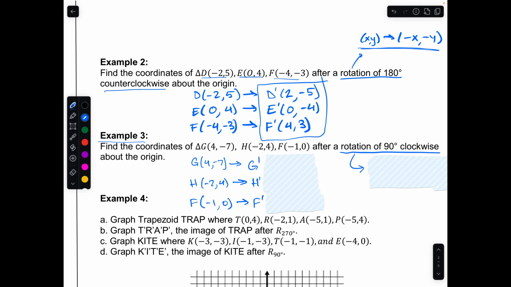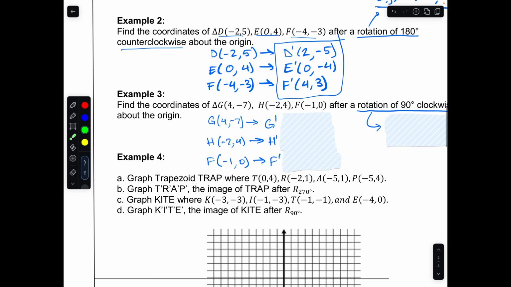Try example 3 on your own. Keep in mind we're not using the same rule. We're going to be rotating 90 degrees clockwise. So find the right rule, rotate it, pause the video if you need to, and when you have the coordinates of your image, unpause it and check your work.